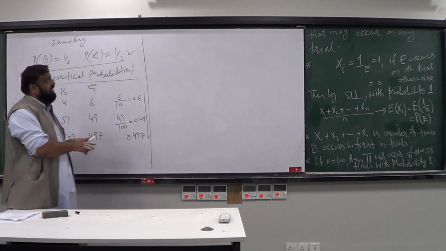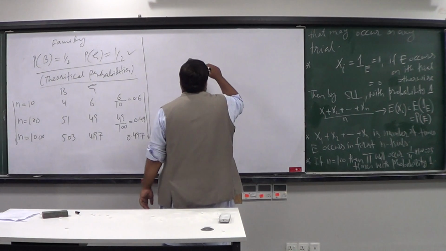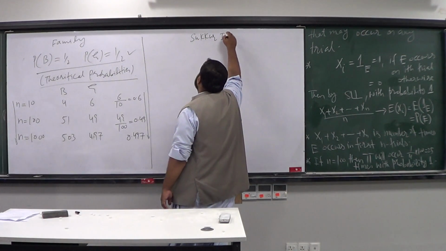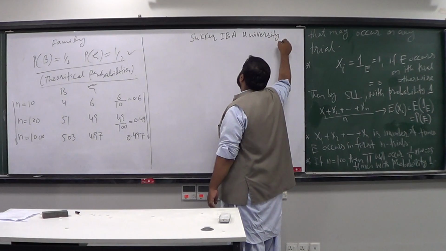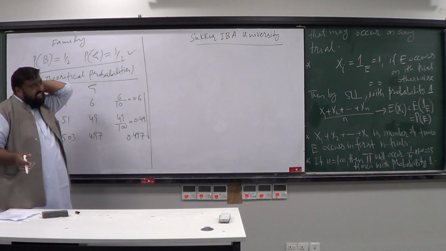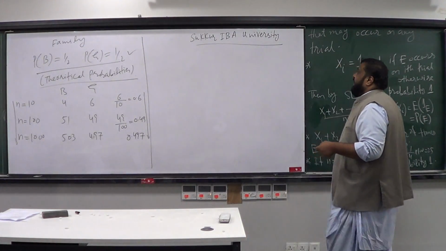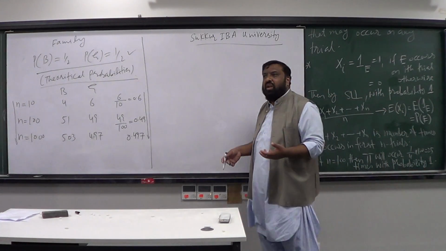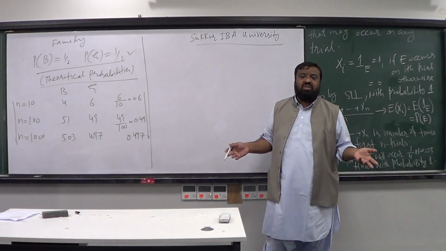What could be the other interpretation, for example? Let's try to make sense of this in another way. Consider you go to Sukkur University, and you want to know what is the average height of the students in Sukkur University.